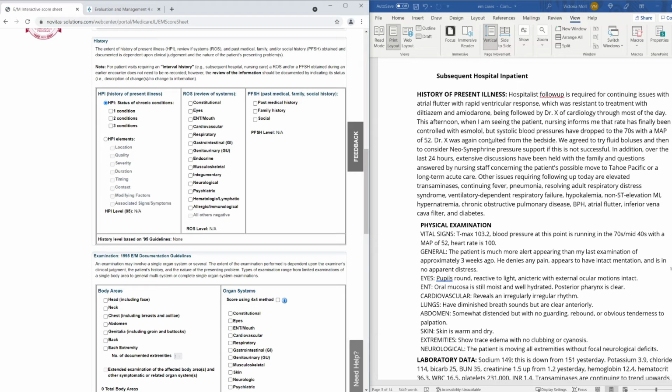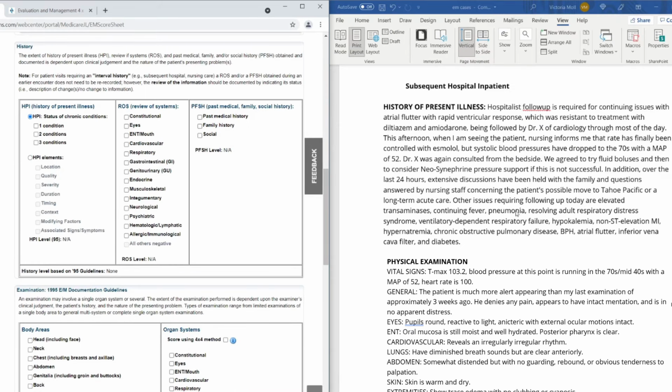So this is a lot of information that's not really fitting into our HPI criteria yet, right? Dr. X was consulted from the bedside. We agreed to try fluid boluses and then to consider neosynephrine pressure support if not successful. In addition, over the last 24 hours, extensive discussions have been held with the family and questions answered by nursing staff concerning the patient's possible move to Tahoe Pacific or long-term acute care. Other issues requiring following up today are elevated transaminase, continuing fever, pneumonia, resolving adult respiratory distress syndrome, ventilator-dependent respiratory failure, hypokalemia, non-STEMI, hypernatremia, etc.